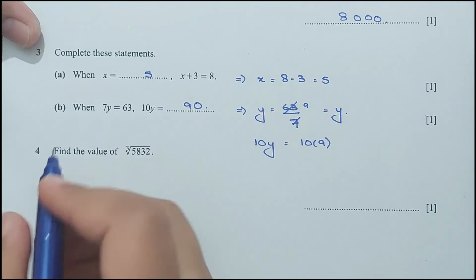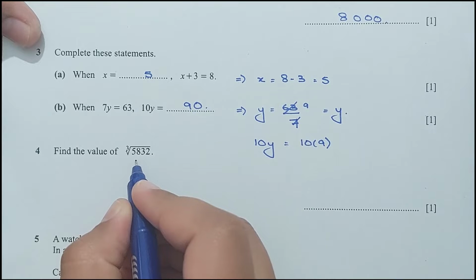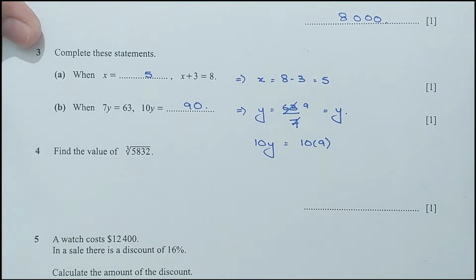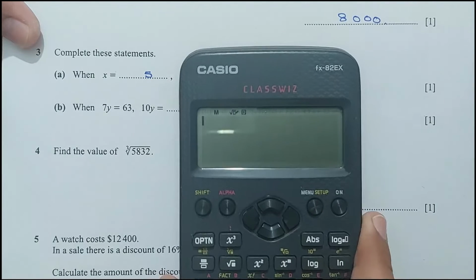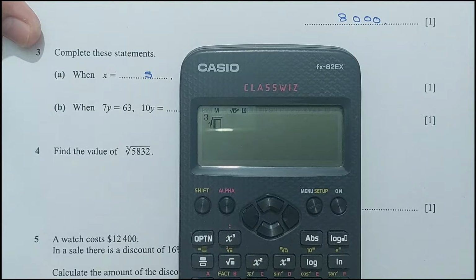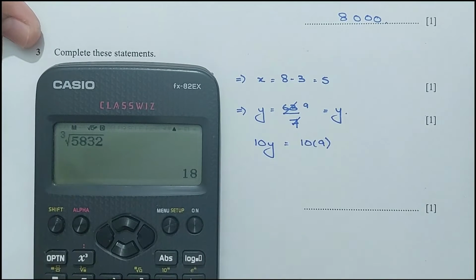Right. Question number 4, find the value of the cube root of this. So let me find out the cube root of 5832. That is 18.